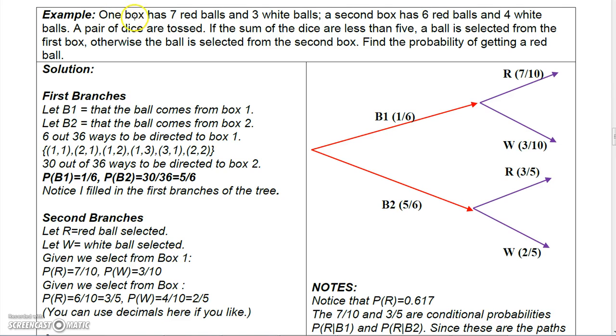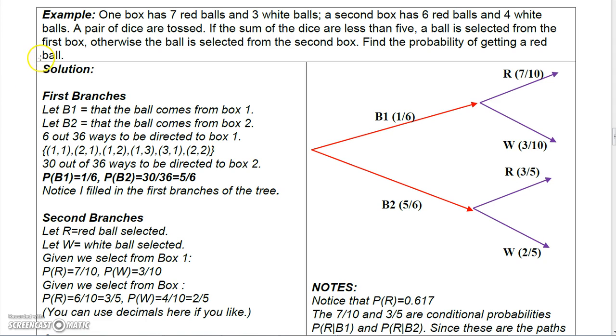Okay, a couple more examples and we'll get to Bayes' formula. Let's say a box has 7 red balls and 3 white balls, and a second box has 6 red balls and 4 white balls. And let's say a pair of dice are tossed. If the sum of the dice is less than 5, a ball is selected from the first box. Otherwise, it's selected from the second box. Find the probability of getting a red ball.